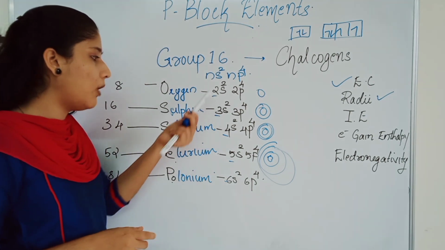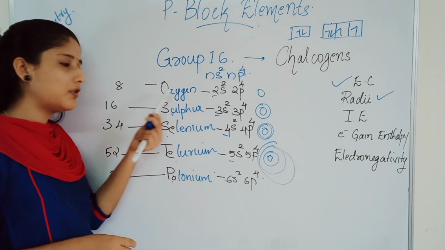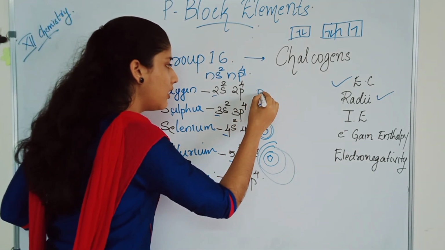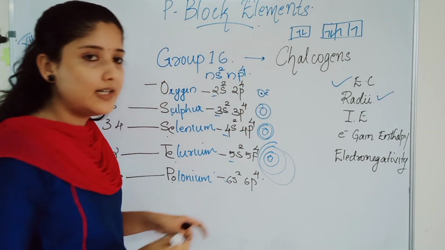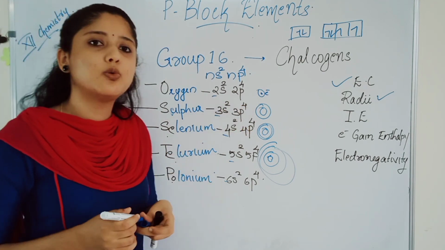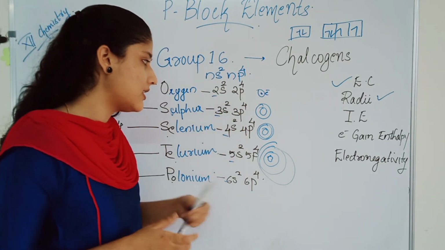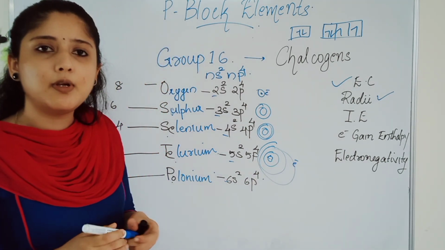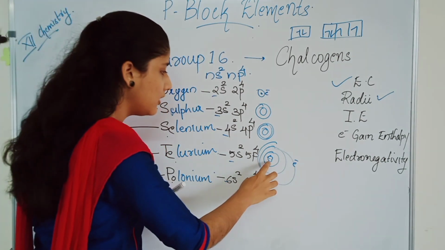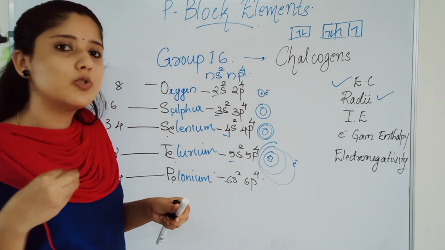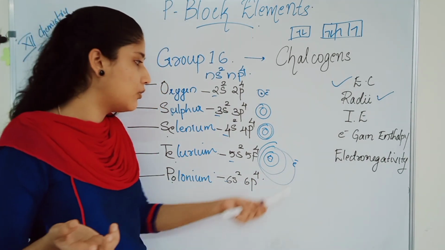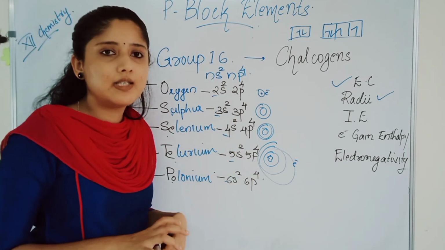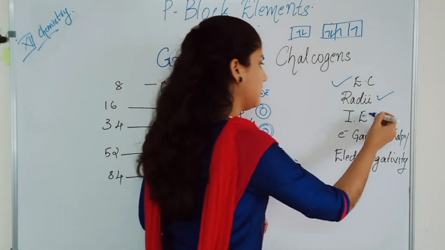Next, from top to bottom we studied that the number of shells increases. So the attraction of the nucleus to the outer electron decreases from top to bottom. As a result, the ionization enthalpy value decreases, because the nucleus and the outer electron have less force of attraction. So we can easily remove the outer electron, so the energy is low. As a result, from top to bottom, ionization enthalpy decreases.